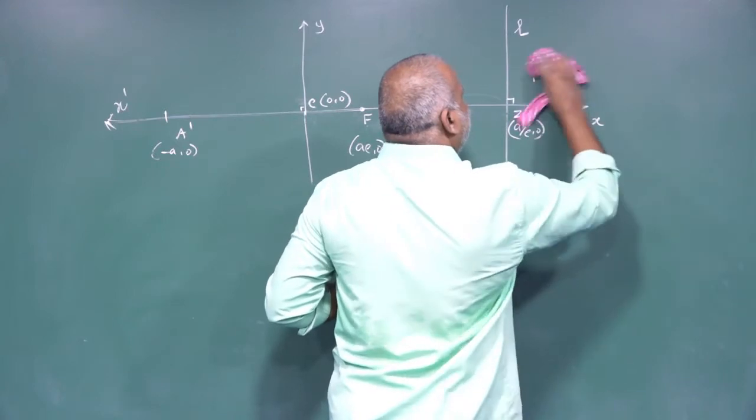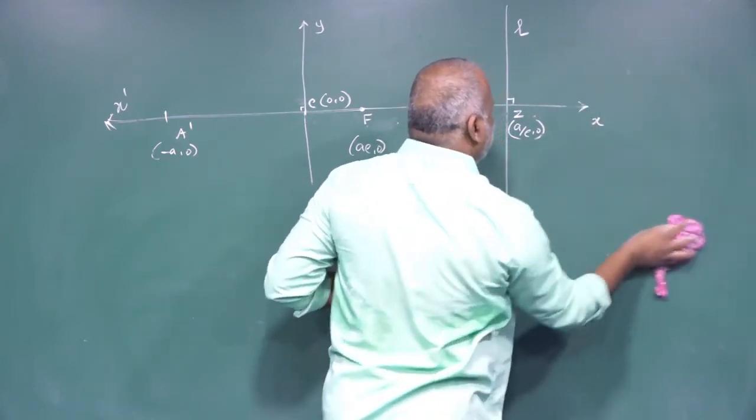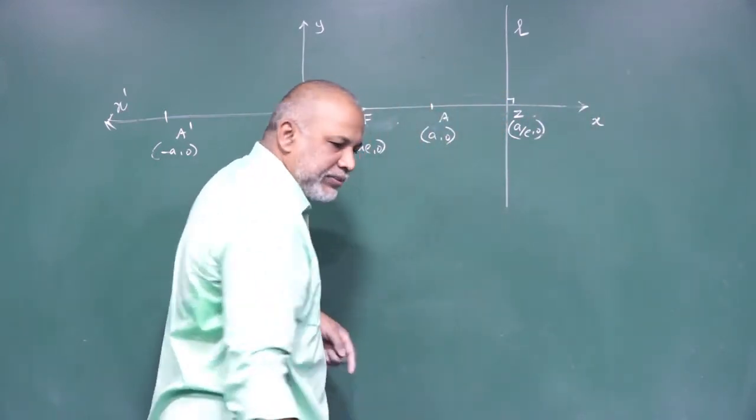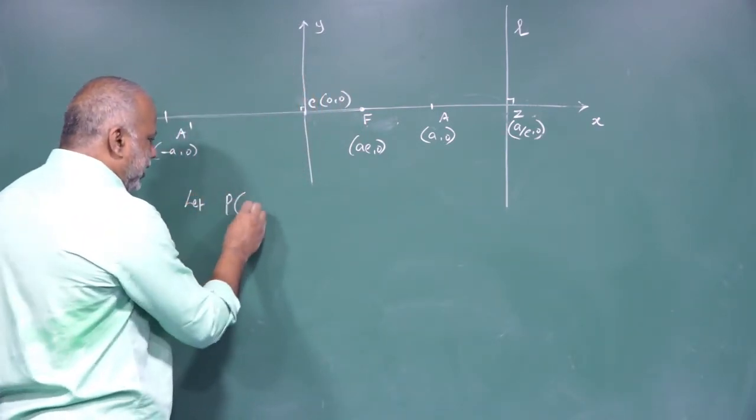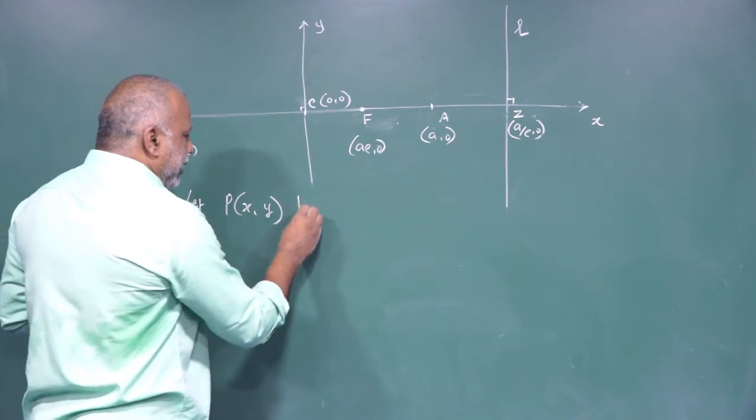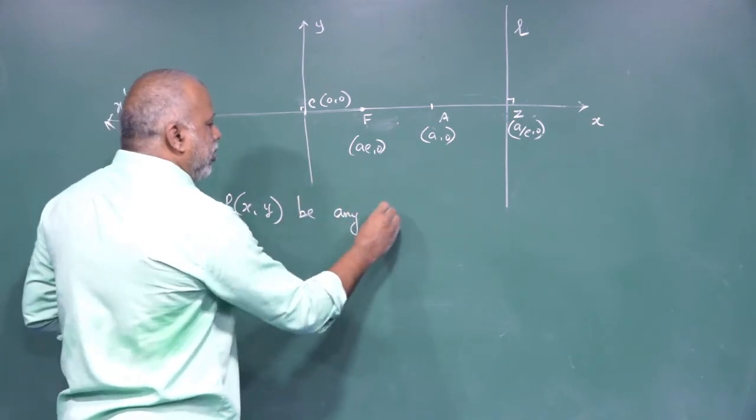Now, from the basic definition of conics, we already well know what the meaning of P is. Let P of x comma y be any moving point.